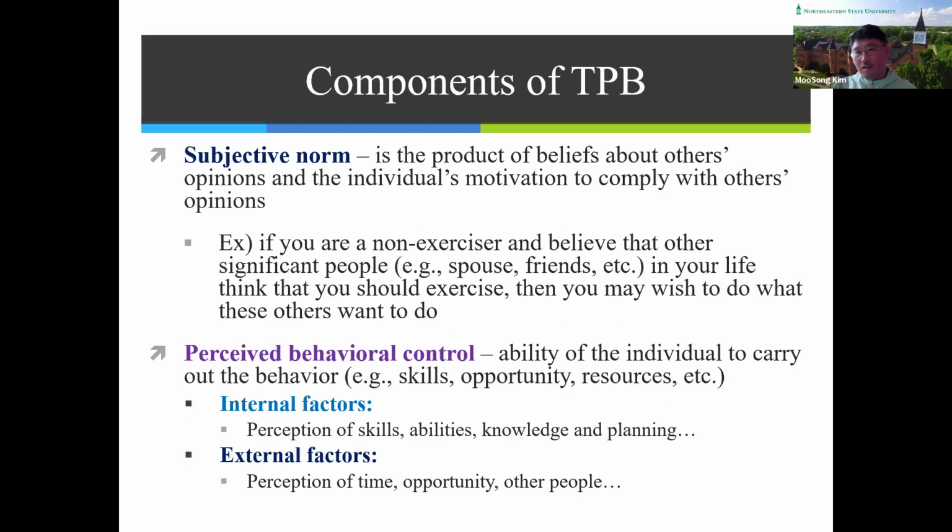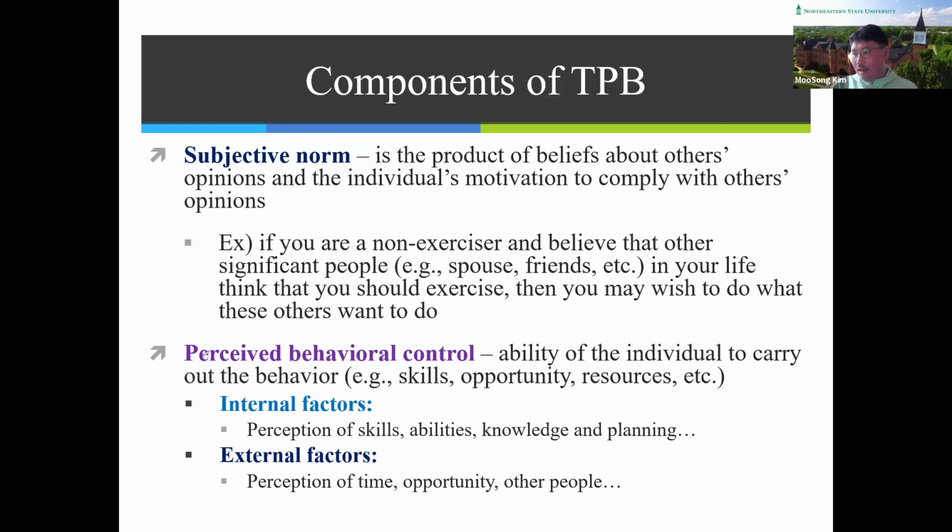And the next component of the theory of planned behavior is the subjective norm. Subjective norm is the product of belief about others' opinions and the individual's motivation to comply with others' opinions, especially significant others. So for example, if you are a non-exerciser and believe that other significant people in your life, like a spouse or friends, think that you should exercise, then you may wish to do what these others want you to do, right? So subjective norms indicate that individuals believe they need to comply with others' opinions. Probably if you have a boyfriend or girlfriend who wants you to exercise every day, you might feel motivated to comply with their opinions about exercise, right?